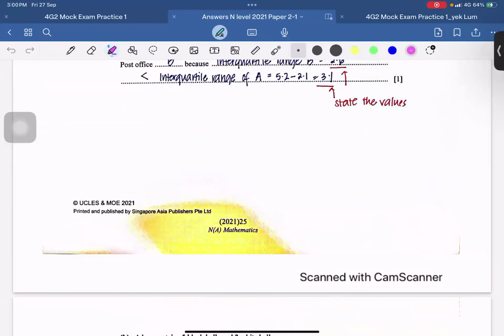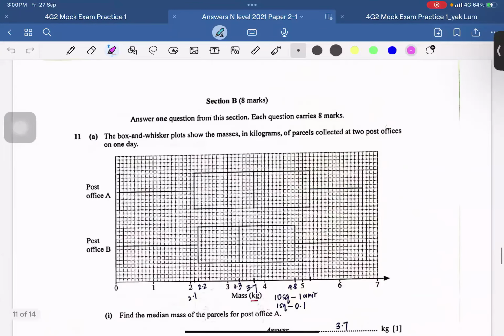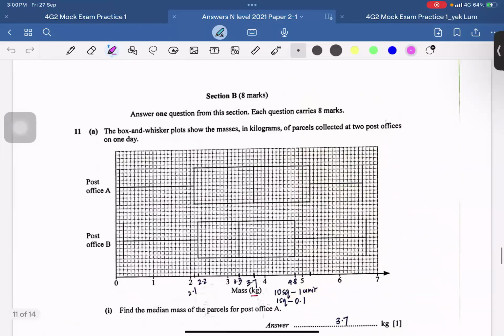Okay, today we shall go through a little bit more of our N-level 2021 paper 2 section B.